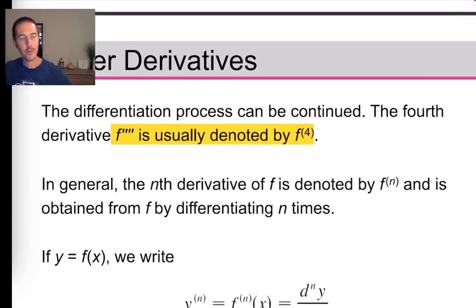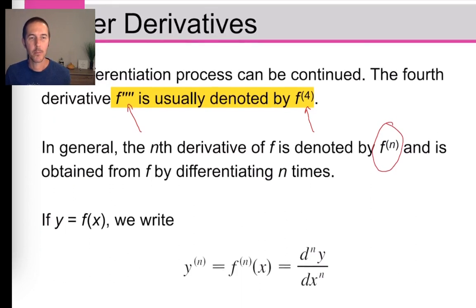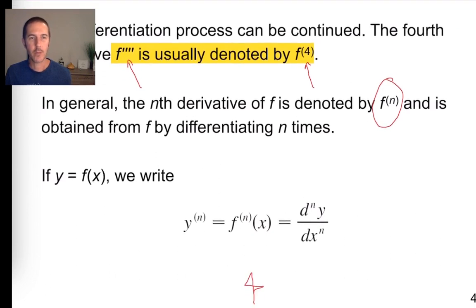Any of those higher derivatives, I don't know if I've seen this for a third derivative, but definitely a fourth derivative, you end up with too many of these little tick marks next to the name of your function. Generally speaking, this notation represents the nth derivative, and so for a fourth derivative, you would put a 4 in these little parentheses up here to indicate how many times you're taking the derivative of the original function.